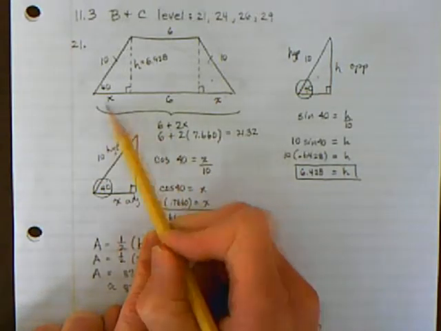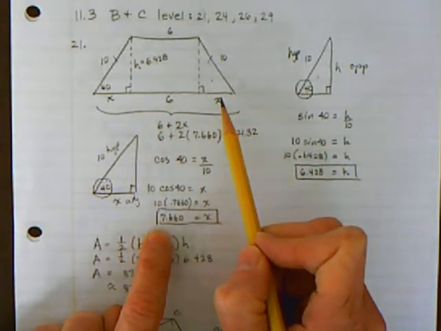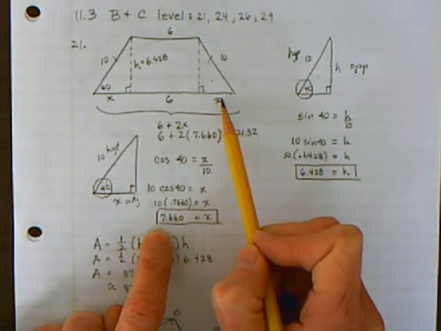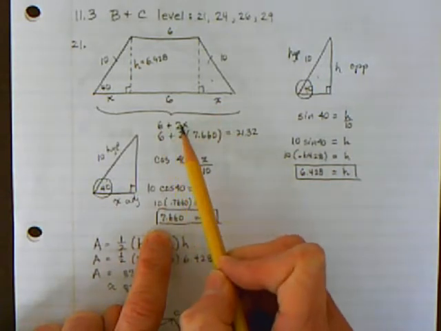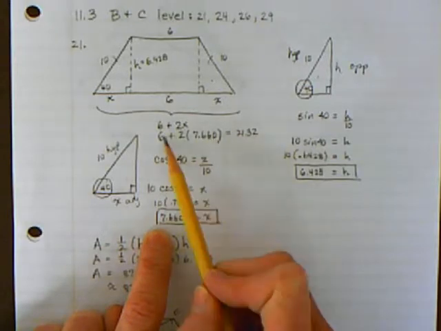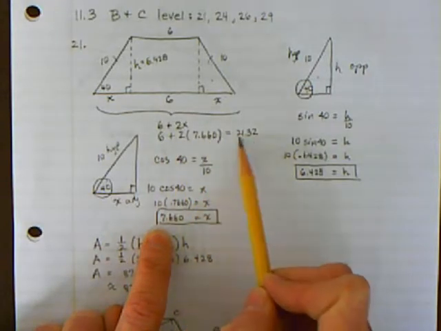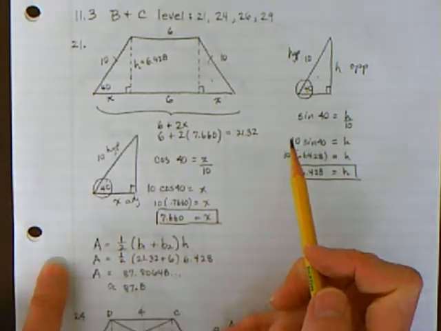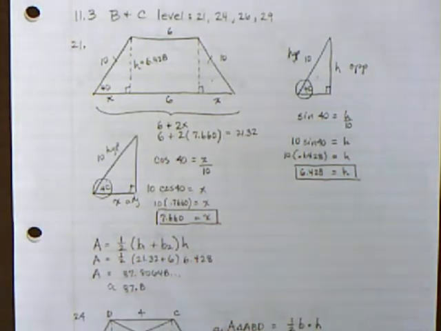So this entire length, now I have enough information to figure out my base. So it's going to be 6 plus 2x like we said before, but because I know that x is 7.660, I do 6 plus 2 times that for a grand total of 21.32.